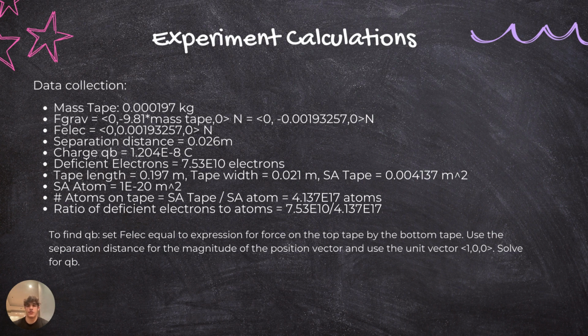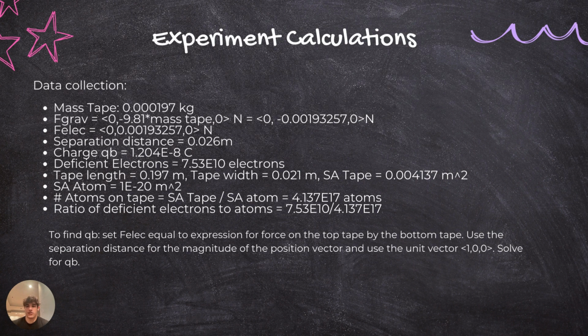I calculated the charge on the U-tapes by setting the electric force equal to kq1q2 over the magnitude of r squared times r hat to find the charge of the U-tapes, QB, 1.204 times 10 to the negative 8th coulombs. I divided this charge by the charge of an electron to find the number of deficient electrons.